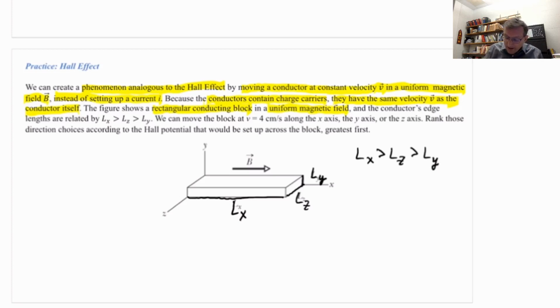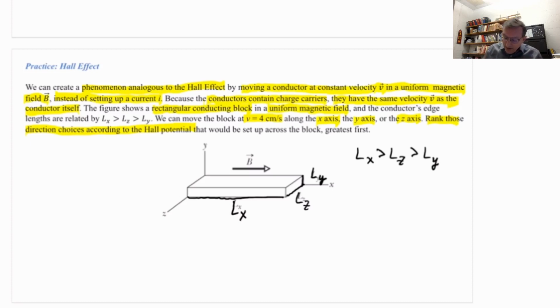And we're always going to move this block at a certain speed, v. They give us a number, 4 centimeters per second. Doesn't matter what the number is, just that it's always going to be that same v. And in different experiments, we're going to move this block first along the x direction, then along the y direction, and then along the z direction. And that's going to, in principle, create what's called a Hall potential across the block somehow. And I want to rank the size of that Hall potential according to whether I move the block along the x direction, the y direction, or the z direction.